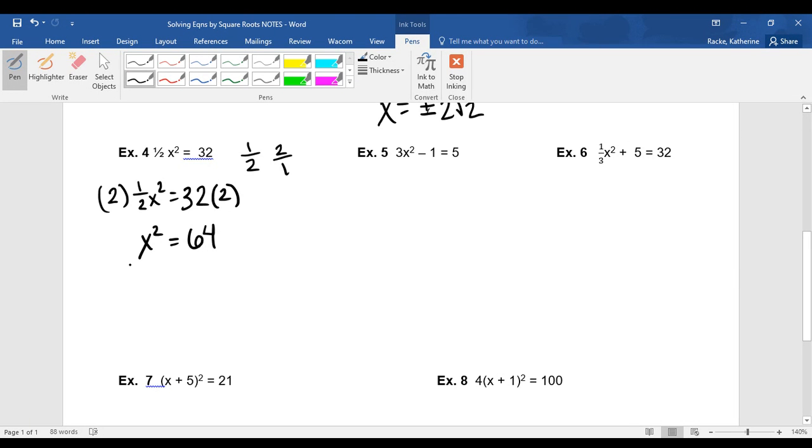Now that my x squared is isolated, I'm going to square root both sides. So the square root of x squared is x. The square root of 64 gives me a plus or minus. 64 is a perfect square, which is 8. So x equals plus or minus 8.